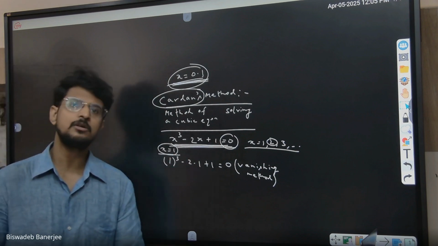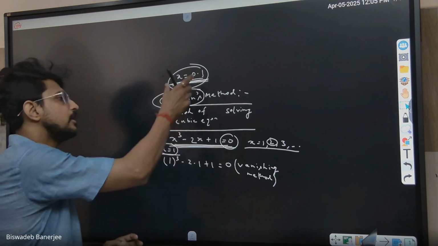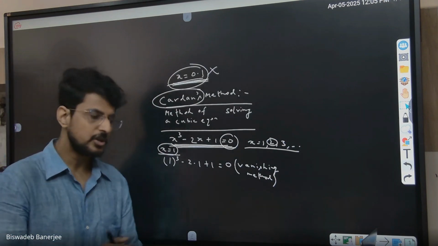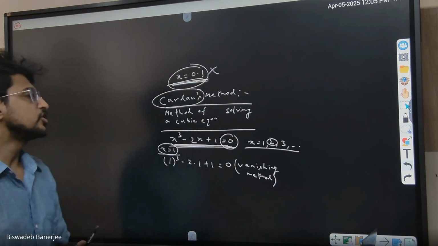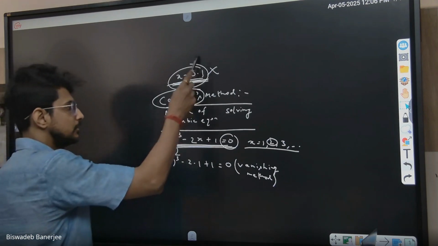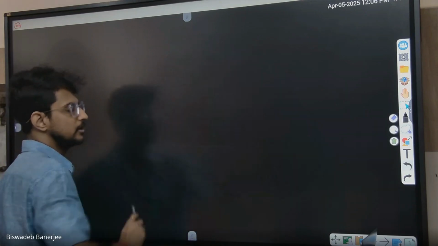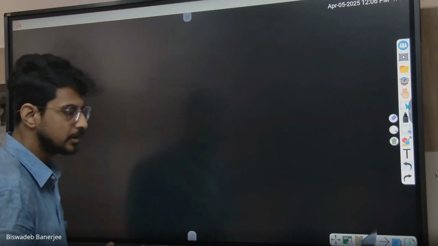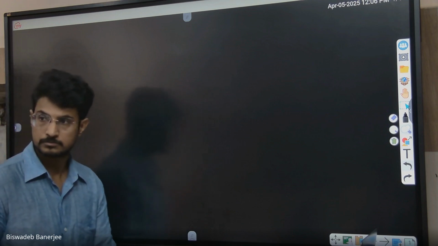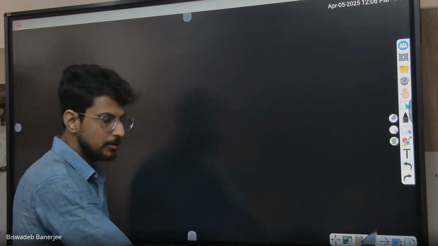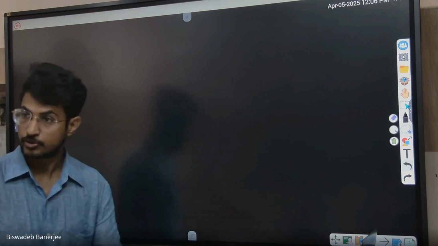So in Cardan's method, it doesn't matter at what point this equation becomes 0. You don't need to find this point. Instead, we shall proceed in a different way to solve this equation. Then this is called Cardan's method. Okay, so Cardan's method is basically what? Cardan's method is basically a method of solving a cubic equation.